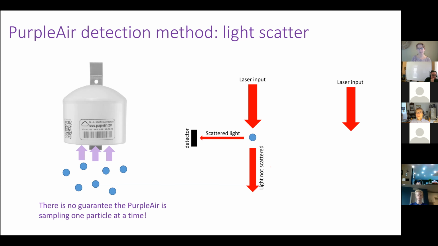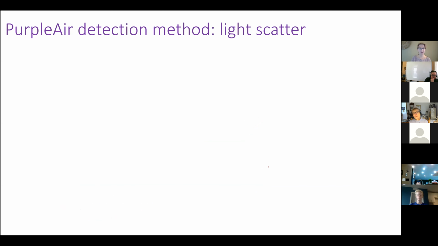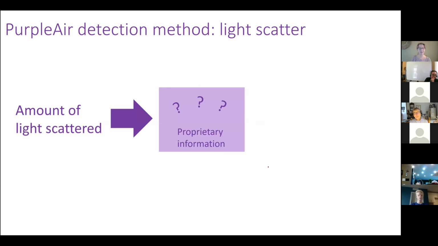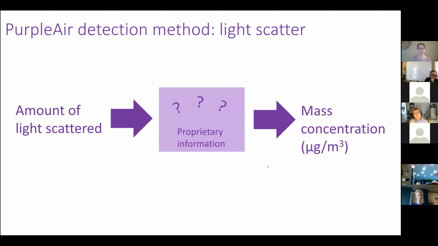Alternatively, if we had the same laser input, but a larger particle, we would have less of that light not being scattered and more of it being scattered, which would tell us we have a bigger particle. However, once we get to this amount of light scattered with an unknown number of particles, then we kind of lose track of the conversion process. It goes through an unknown proprietary information process to convert all the way into mass concentration.